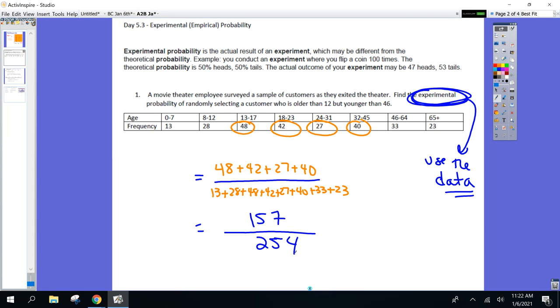And my rule still applies. If you can reduce it. So if you plug 157 over 254 in your calculator, it won't be able to reduce. So I'm going to leave it 157 over 254. Questions from you guys? So if I see experimental probability, I'm just going to use the numbers in the table.